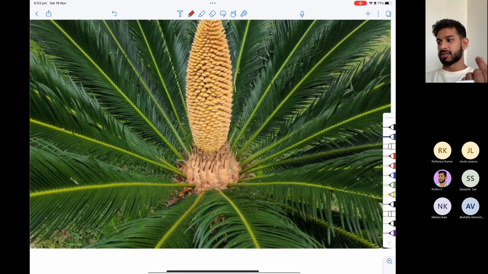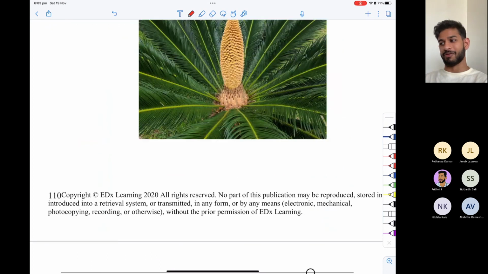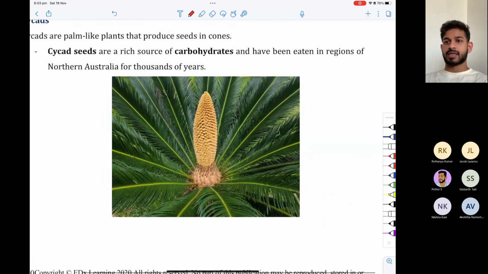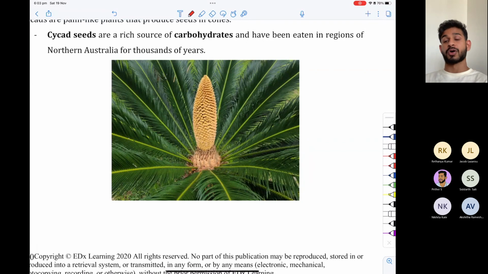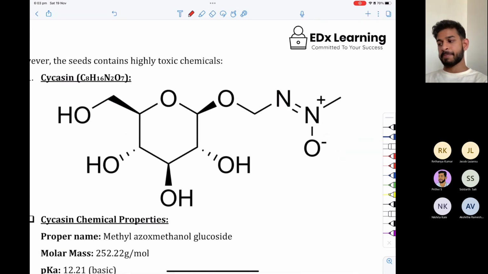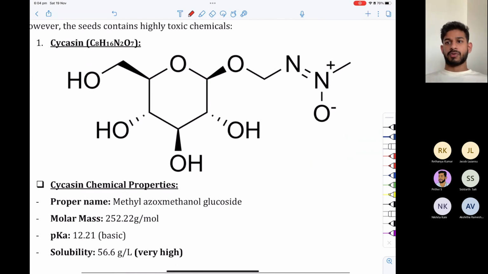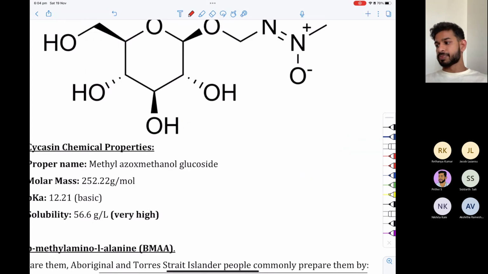So here's a cycad plant. I might have seen it before. I don't know because I'm not a botanist. You might have seen it before, but it's an Australian plant. The seeds are nutritious, but they also have the toxin cycasin. Now, a very important property of this toxin is that it has a very high solubility. So that's all I want you to write for now. Don't worry about the solubility number. As long as you can jot down cycad, cycasin, toxin, high solubility. That is a chemical property that we are now going to optimize and use.